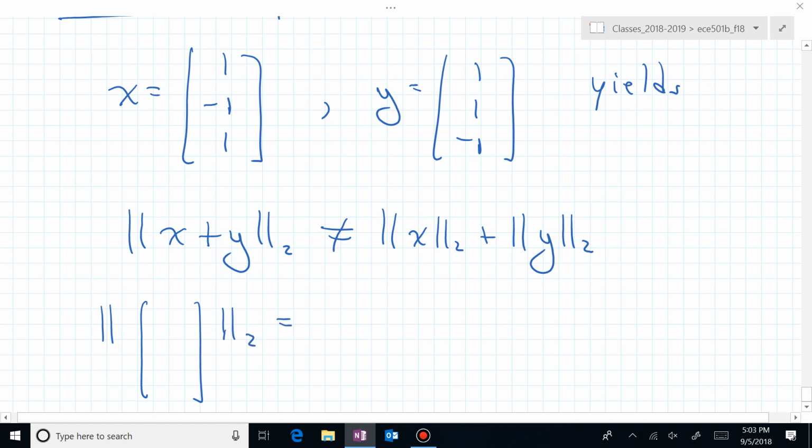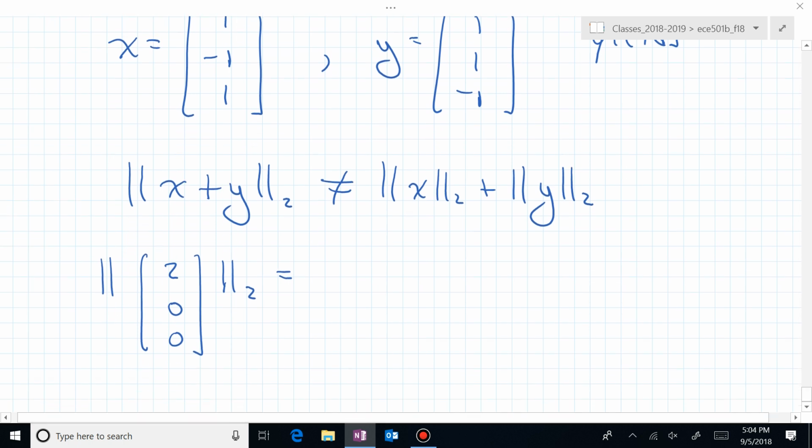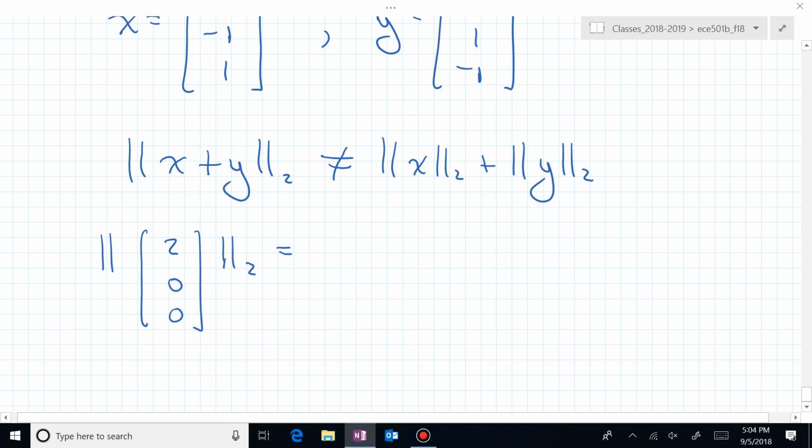First coordinate, x plus y, 2. Second coordinate, third coordinate, 0. So now we're finding the 2 norm of a vector that has one non-zero coordinate, and it's 2. So now we take 2 squared plus 0 squared plus 0 squared and take the square root. We just get 2, don't we? So this now gives us the number 2.